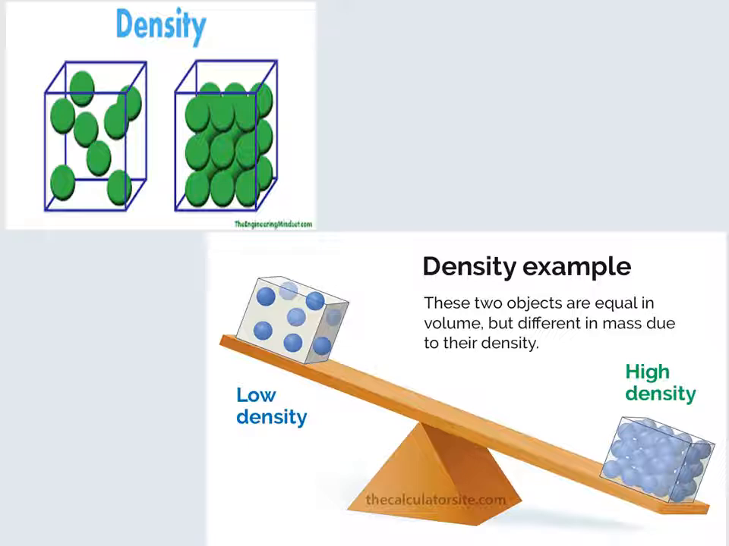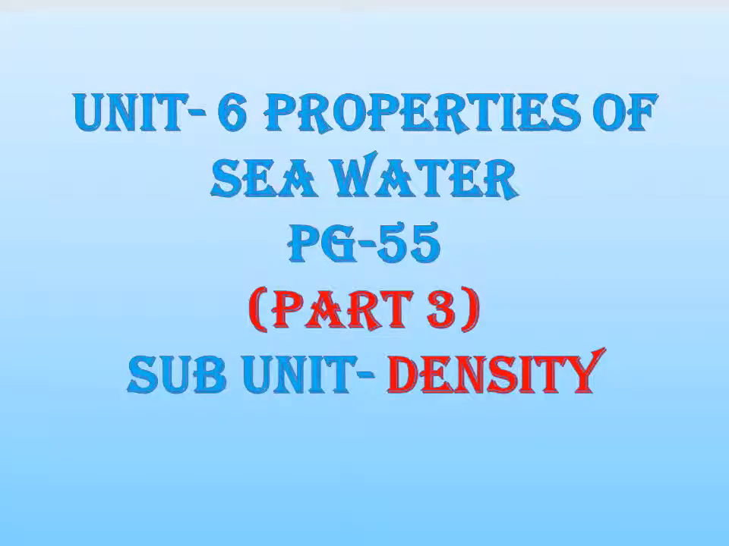DENSITY. This is density. Here are a few examples. These two objects are equal in volume but different in mass due to their density. So here you can see here is low density and here is high density. So this is an example of what is density.